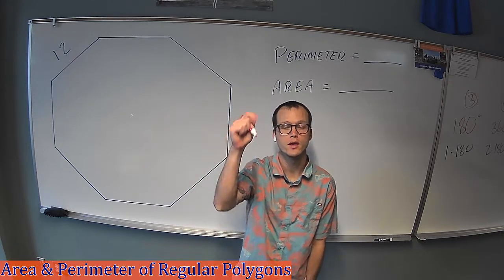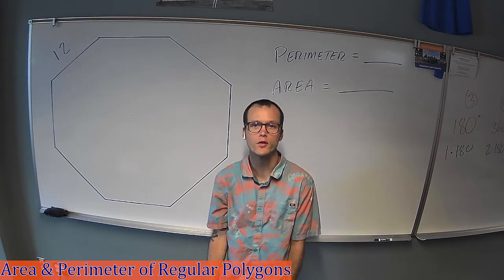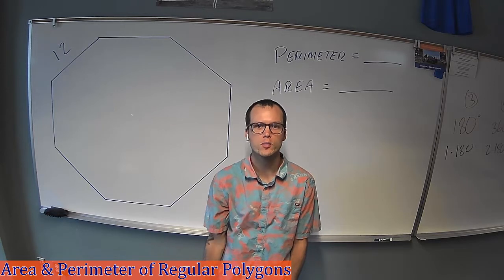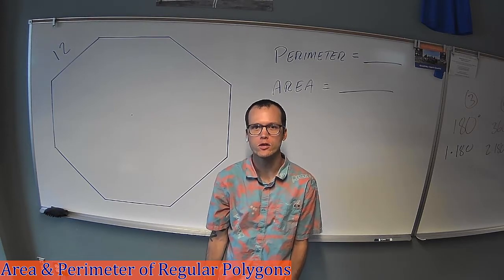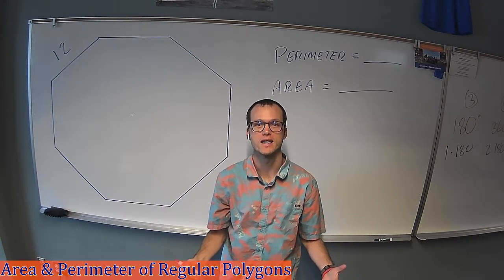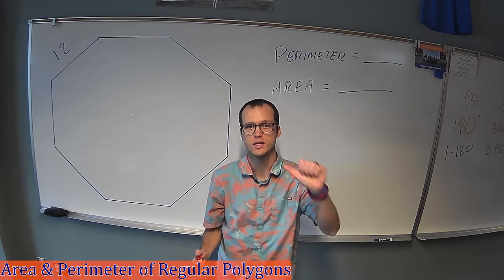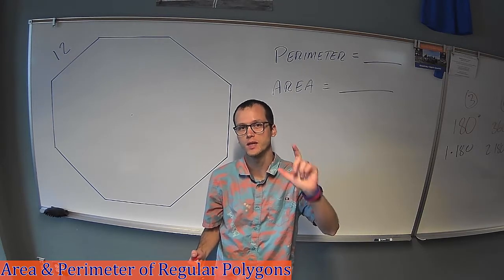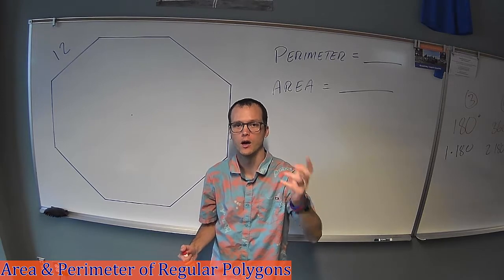about how to find the area and perimeter of a regular polygon. First, what's a regular polygon? A regular polygon is one that is equiangular and equilateral. It doesn't matter how many sides it has, but all the sides need to be exactly congruent, so the exact same length, and all the internal angles need to be congruent.